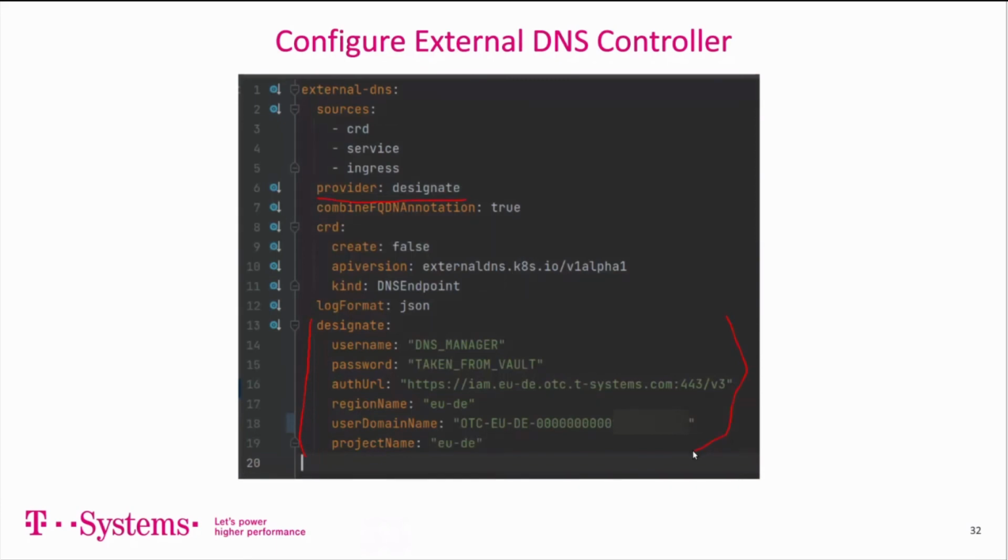Here, I copied all of this from one of our projects. You just need to create a specific user inside the OTC IAM system. I called it DNS manager this time. The password I auto-injected via Vault. Here the auth URL is every time the same. And here's my region, my domain name, and also my project name. So it's pretty cool, and after that it runs and works smoothly.